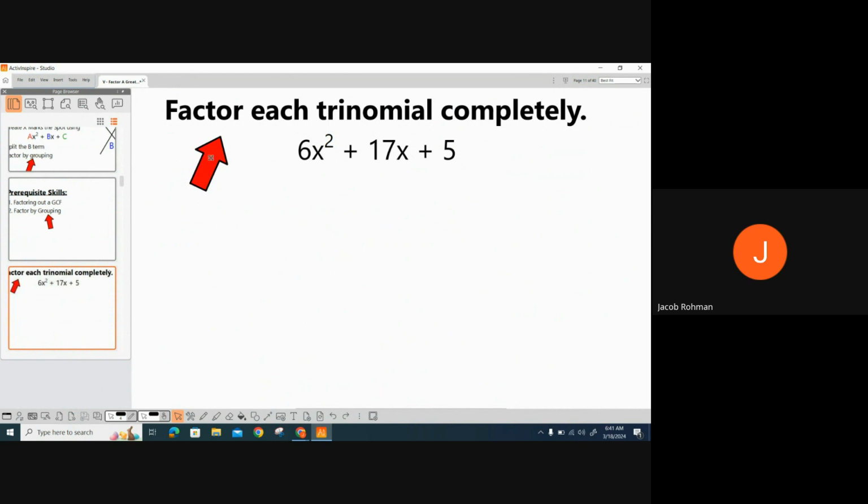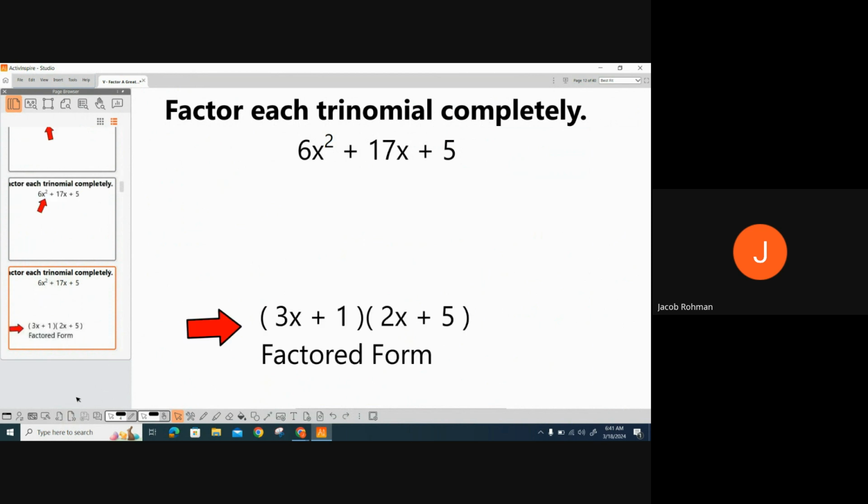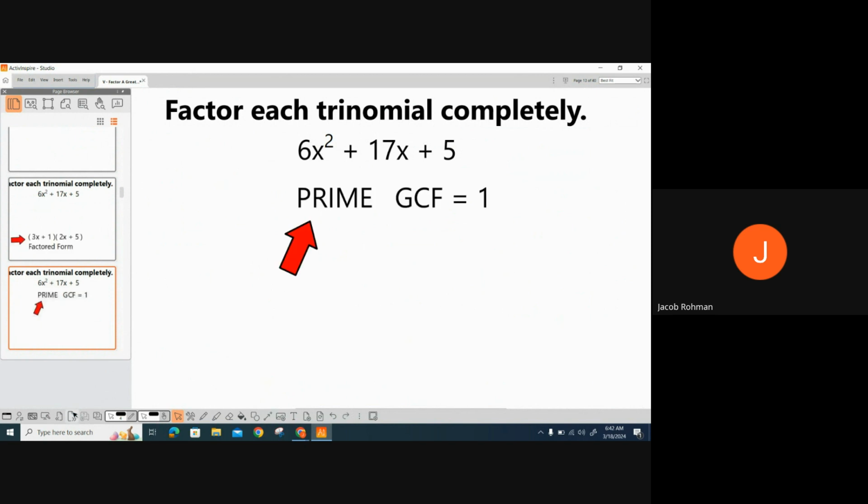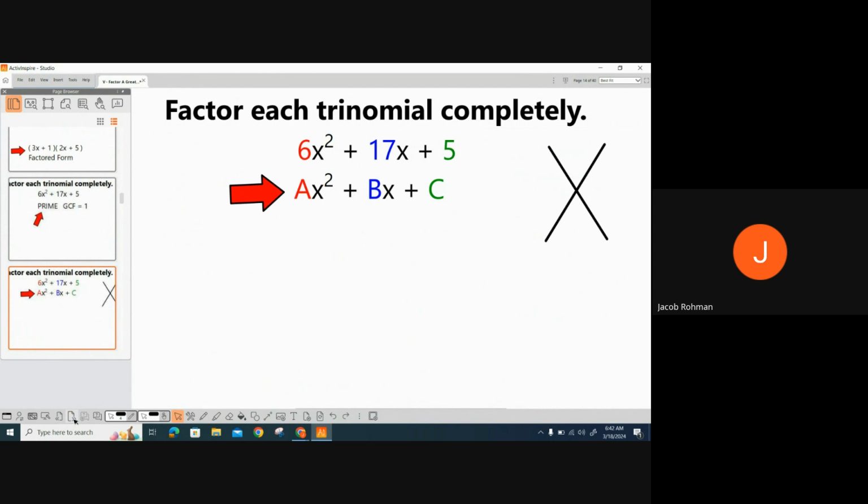So here we start with factoring the trinomial. We can see that the greatest common factor between these three terms is just 1. Here's our end result, which is going to look like this in factored form. So the question is, how do we get there? When we look at this, we see that the GCF is 1, which means it's prime, so we can't factor out a GCF to start with. That's step 1.